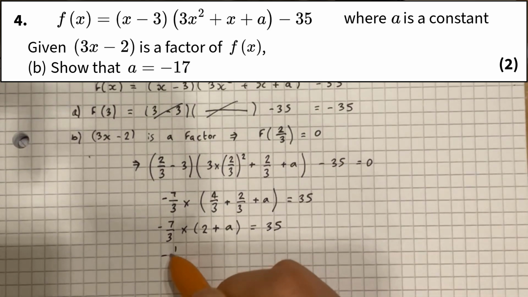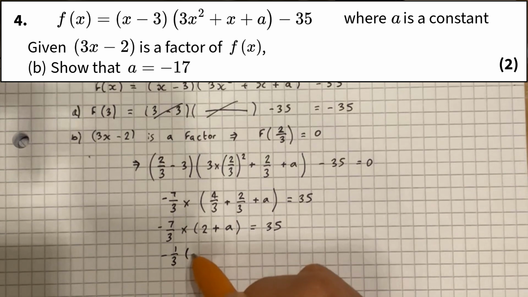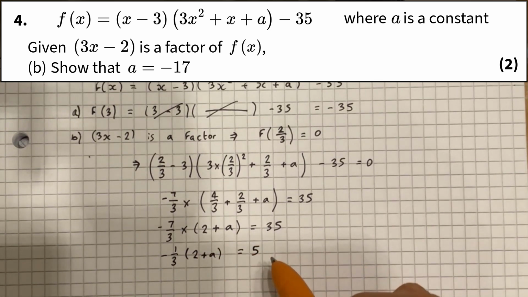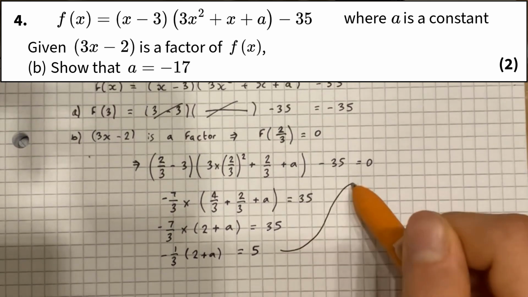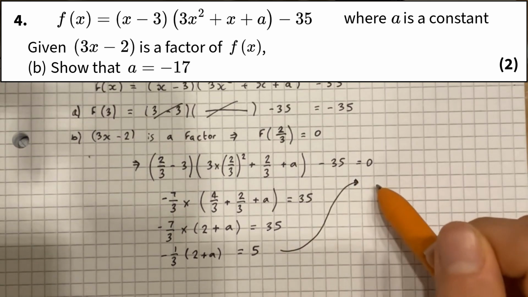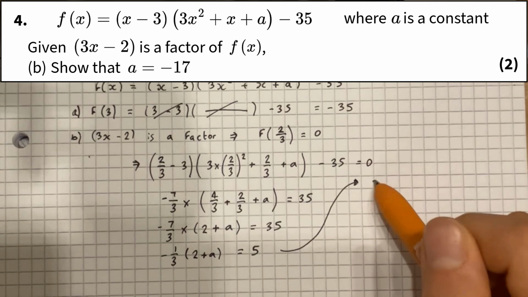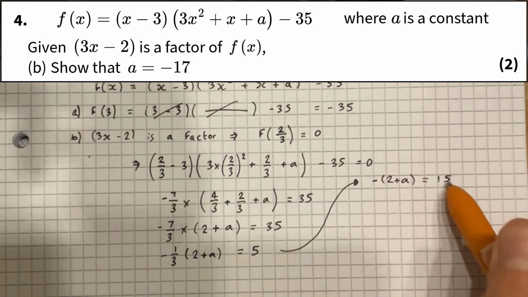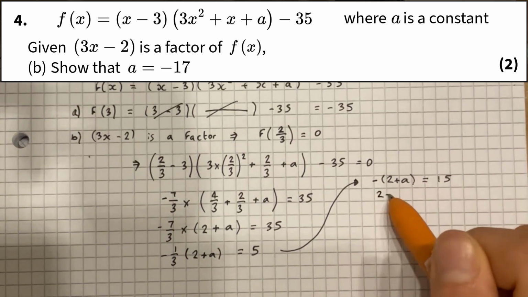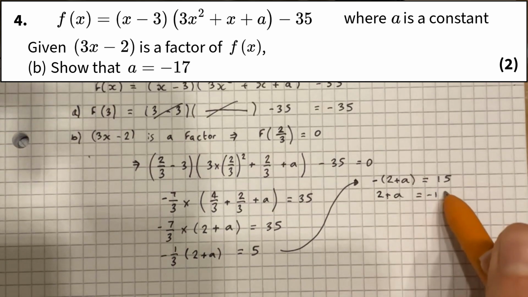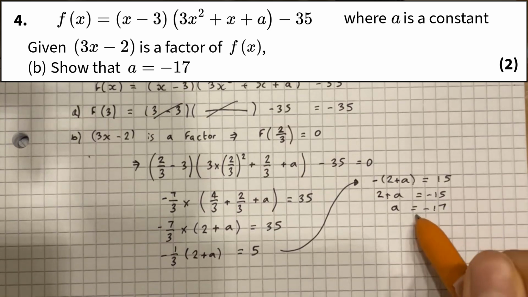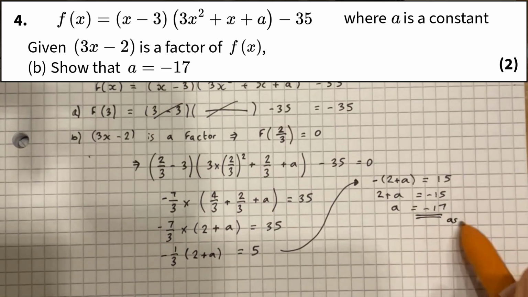I'm going to divide both sides by 7 because I see that there's a factor of 7 on both sides. And I'm going to move it here, so we've got a bit more room. Next, I'm going to multiply both sides by 3. I'm going to times both sides by -1, or divide. And then I'm going to subtract 2. And we get a is minus 17, which is exactly what we wanted.